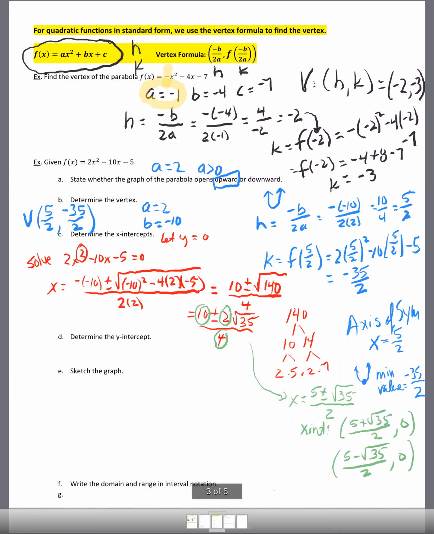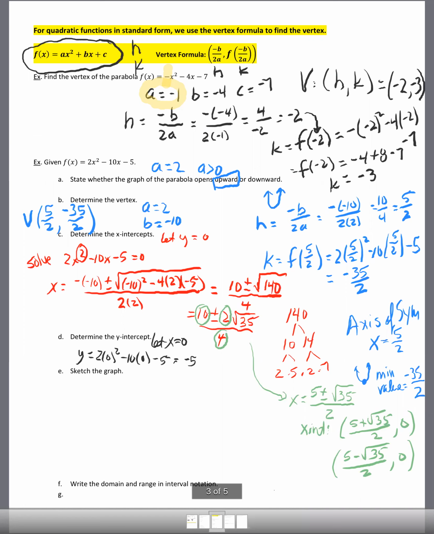For the y-intercept, this tells us to always let x equal 0. And so if we let x equal 0, then we'll find out that y is equal to 2 times 0 squared minus 10 times 0 minus 5. Now, when you do this arithmetic, you'll find out you get negative 5. This is probably one of the only things that standard form gives up immediately.